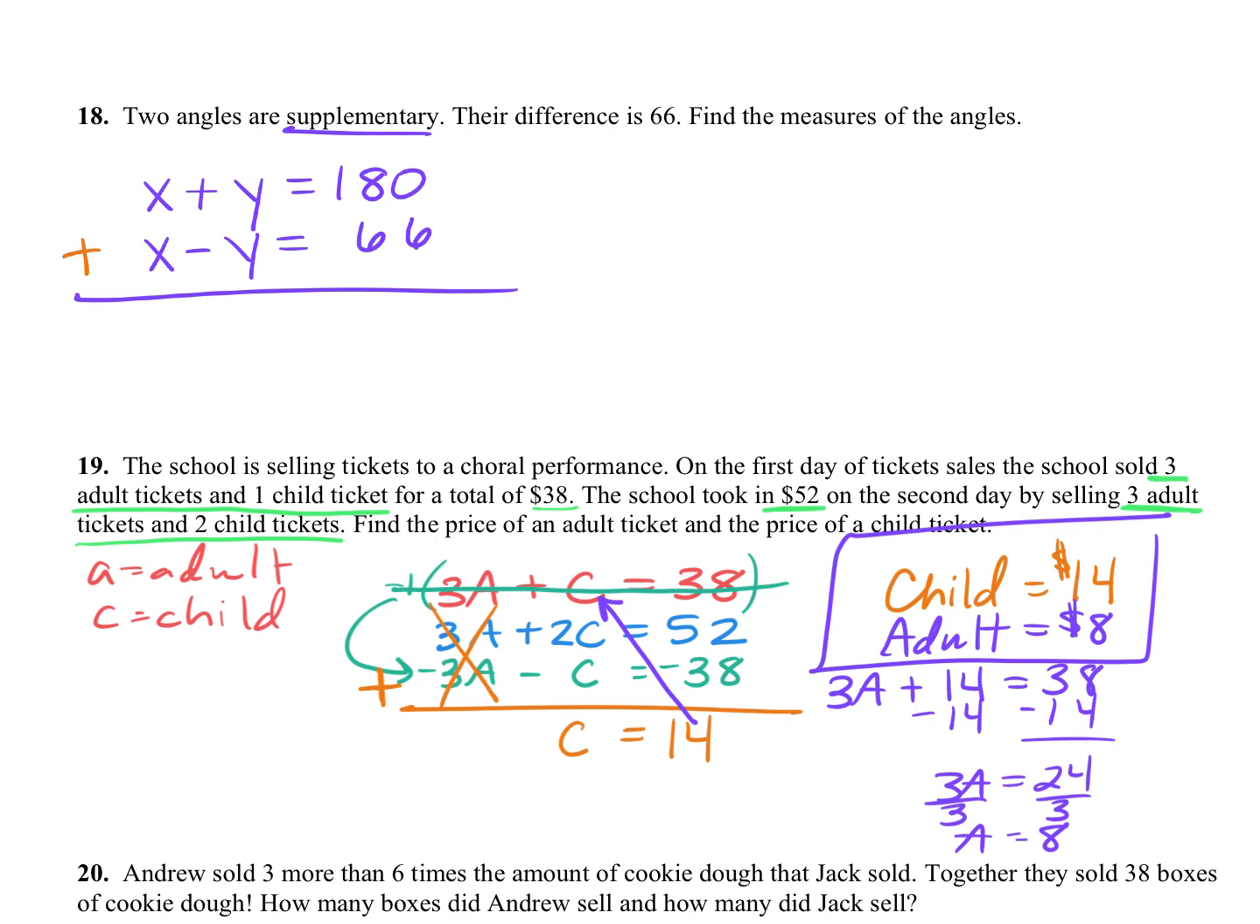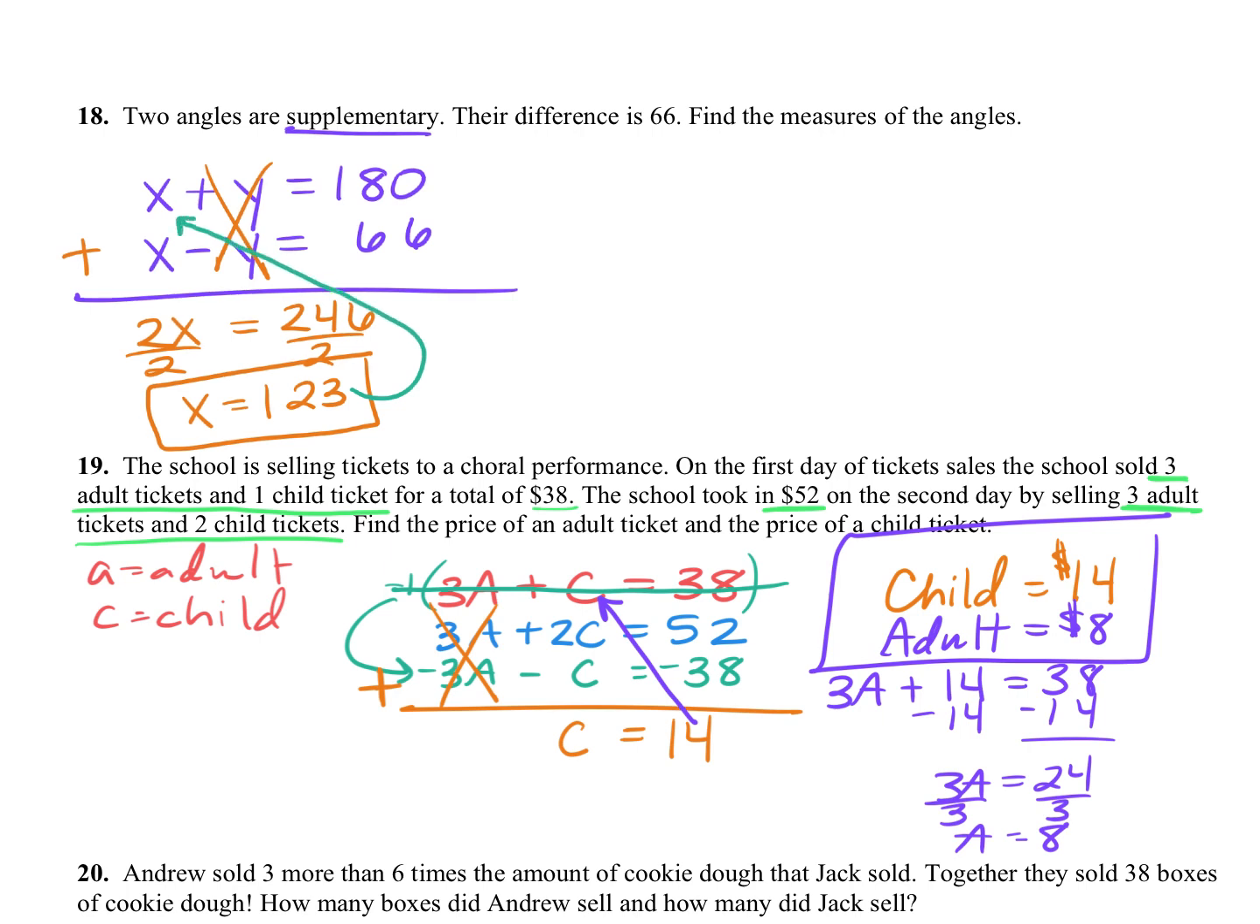What's X plus X? 2X. A lot of people leave that as X for some reason. X plus X is 2X. So that's 2X. This goes away. 2X equals 246. Divide by 2. So X is 123. Okay. And then plug it back in to solve for your y. So if we go here with it, 123 plus y equals 180. Take away that 123, and your y value is 57.